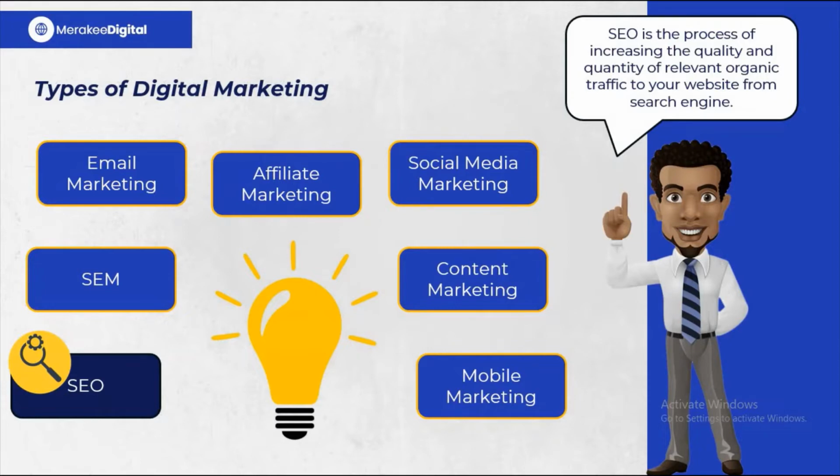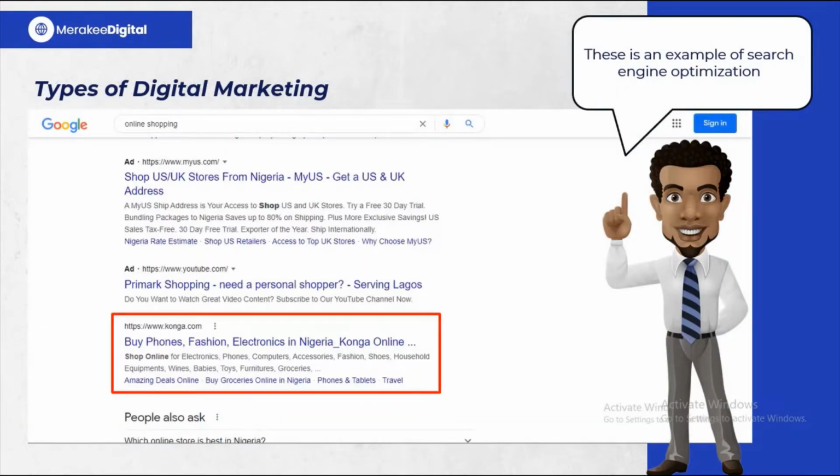So how do you write SEO optimized content? How do you even rank on search engines with SEO? That's the first question that you need to ask. For instance, this is Konga. I made a search on online shopping, and guess what? With the help of SEO, Konga is listed right here on the first page of Google. In fact, they are number one on the list. Buy phones, fashion, electronics in Nigeria, Konga, online shopping, and all of those.